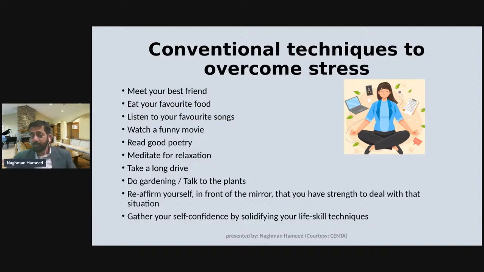Take a long drive. Yep, some people like this. Okay, do gardening. Talk to plants. They are your sincere friends. Many people say that, and I think it's true to some extent.